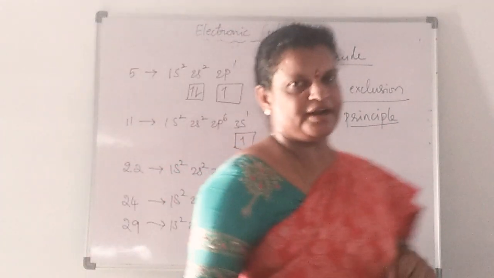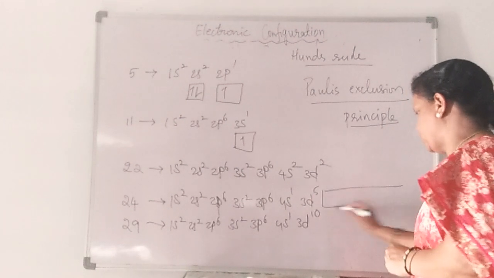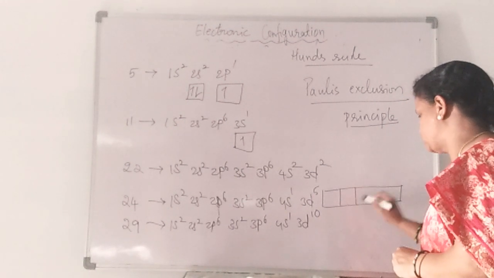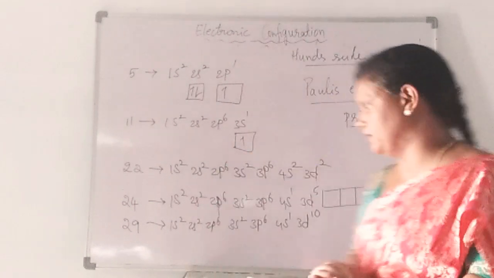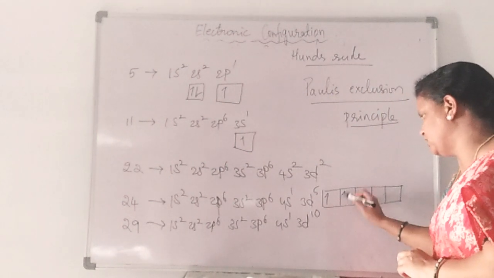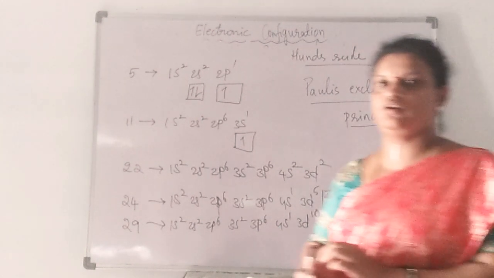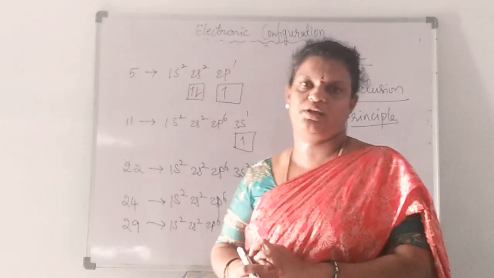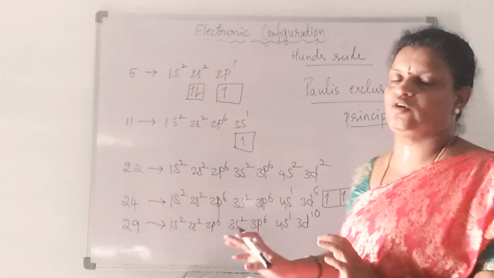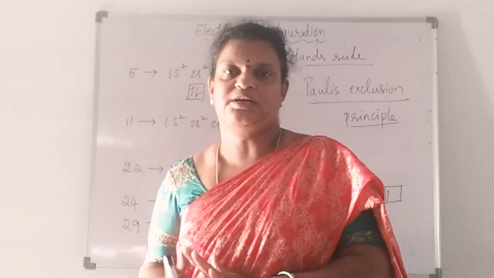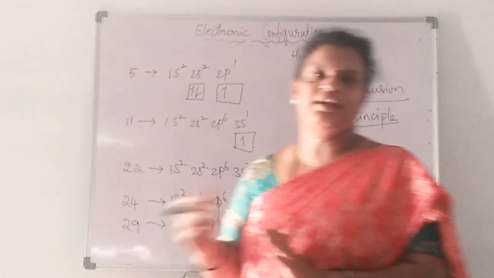If you want to write for 3d, for example, here we have 3d5. In this 3d5, what we have to do? Just write all the 5 squares together to show that 5 orbitals are present in d subshell, and write here 5 electrons. We are writing in this manner to follow this rule known as Hund's rule. Like this, we'll write here. Any 2 electrons if you take, they will not have all 4 quantum numbers similar. That is according to Pauli's exclusion principle, and we have arranged these electrons according to their energy level.